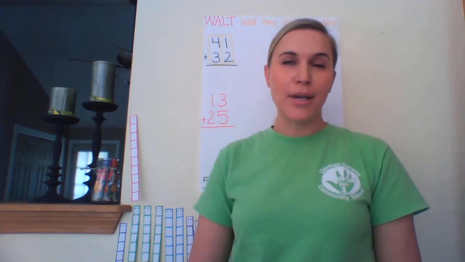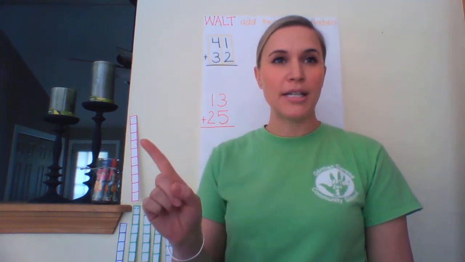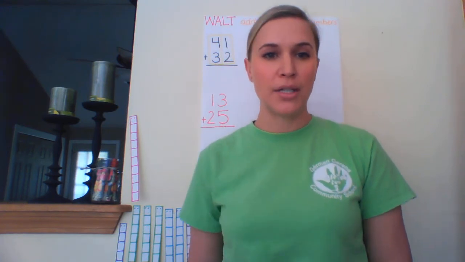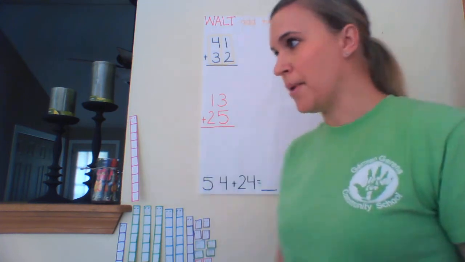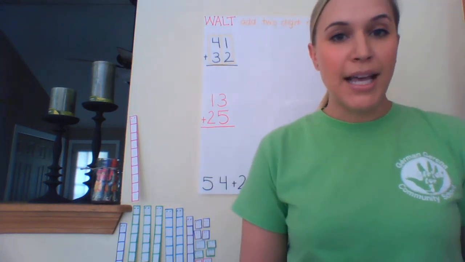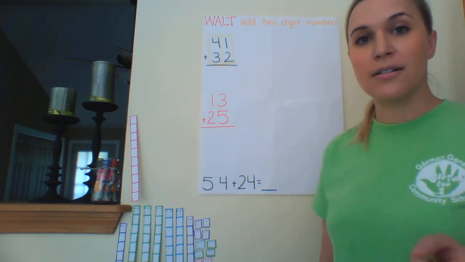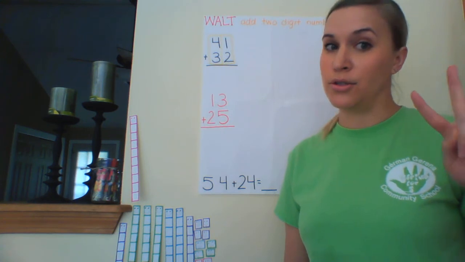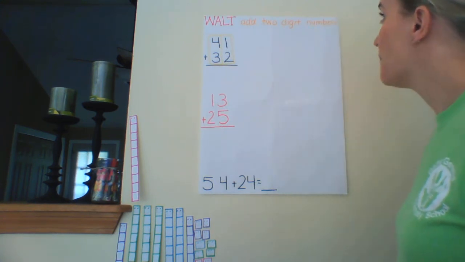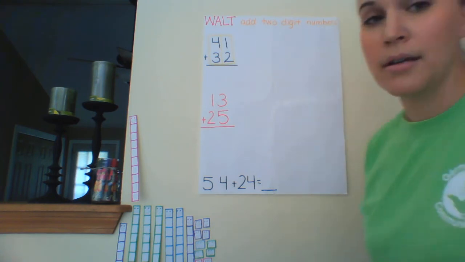So last week we left off adding two numbers. One number was a 2-digit number and one number was a 1-digit number. I don't know if I said that right, but I'm going to keep moving. So today we're going to continue adding 2-digit numbers. The difference today is we're adding two numbers that are both 2 digits. So we are learning to add 2-digit numbers.